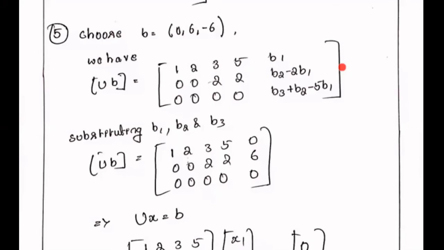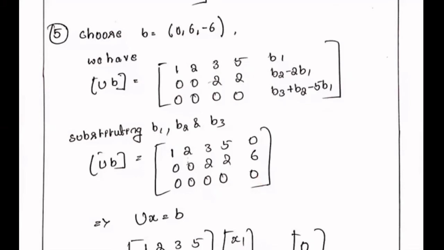Now the condition is this. So substitute B1 is equal to 0. Then again substitute B2 is 6, B3 is minus 6. B2 is 6 minus 2 times B1. B1 is 0, so 6 minus 2 times 0 is 6. And the last one is B3 is minus 6. B2 is 6, 6 minus 6 is 0. Anyhow, B1 is 0, so 0. So after substitution, you got this. Okay.